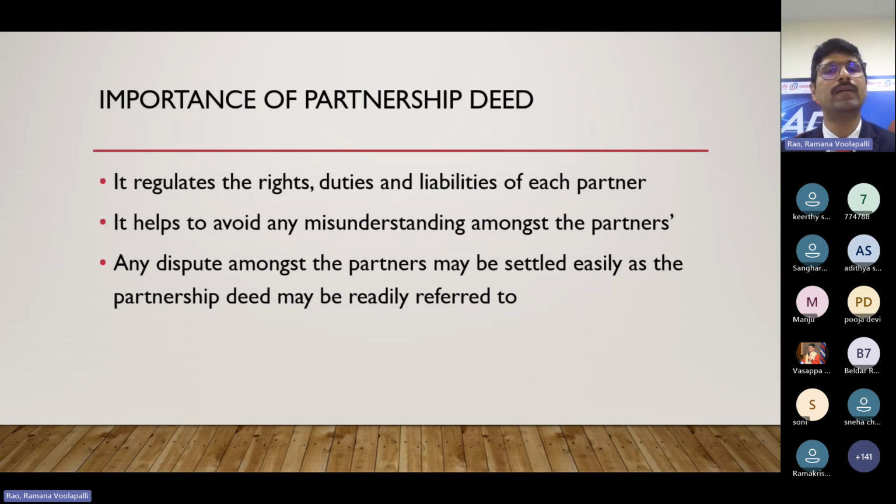It regulates the rights, duties, and liabilities of each partner. It helps to avoid any misunderstanding among the partners. Any disputes among the partners may be settled easily as the partnership deed may be readily referred to. It is a document on which all the partners agree about the rights, duties, liabilities of each partner, the profit sharing ratio, and the business to be carried on, avoiding misunderstanding in the future course of the business.